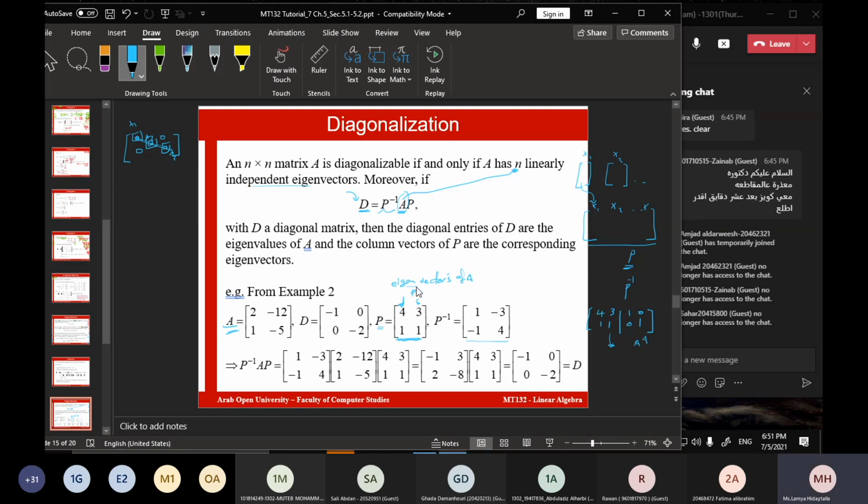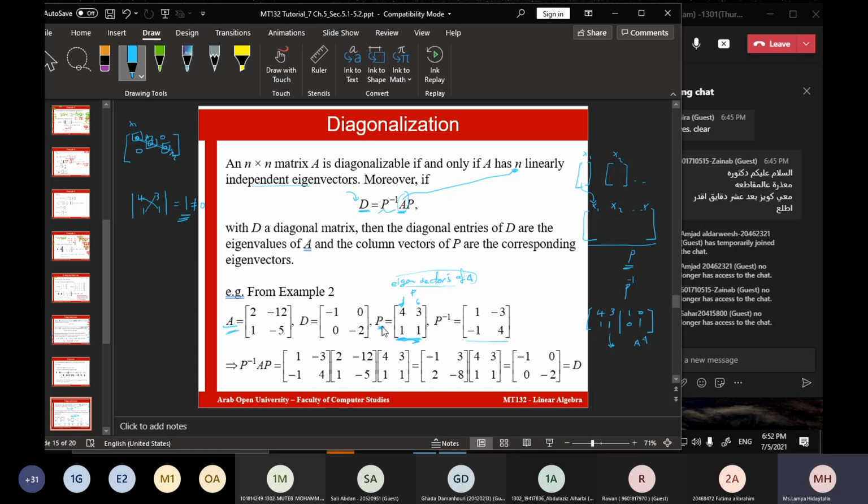Okay. Are the eigenvectors of A linearly independent? This one and this one. Are they linearly independent? Easily, I can find whether they are dependent or independent by evaluating the determinant, correct? Here, 4 or 1? 3 or 1, because it's a 2 by 2 matrix. If I find the determinant, 4 times 1 minus 3 times 1, that is equal to 1, not equal to 0. So they are linearly independent.